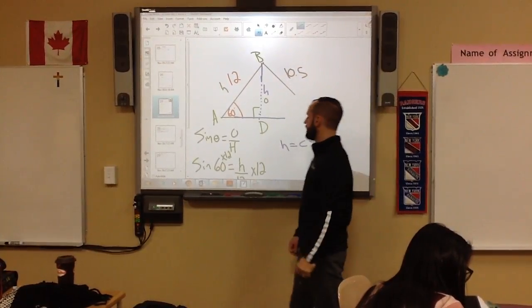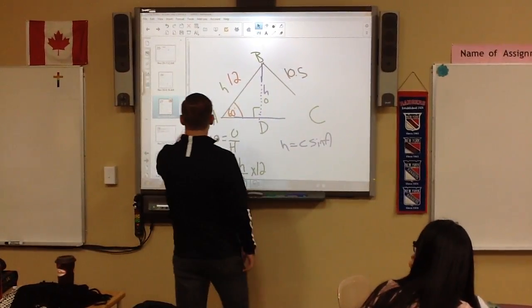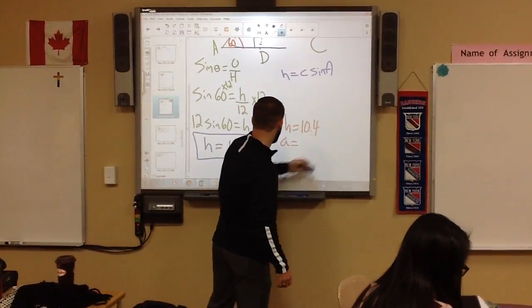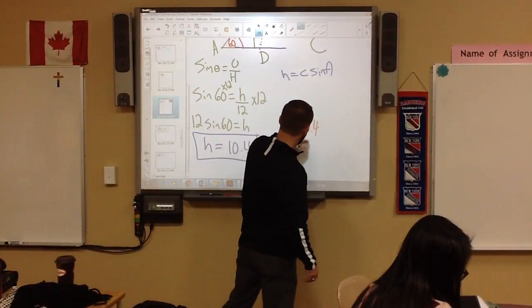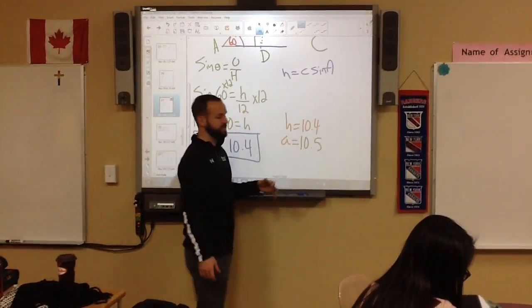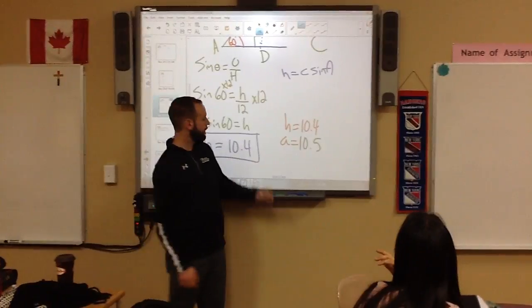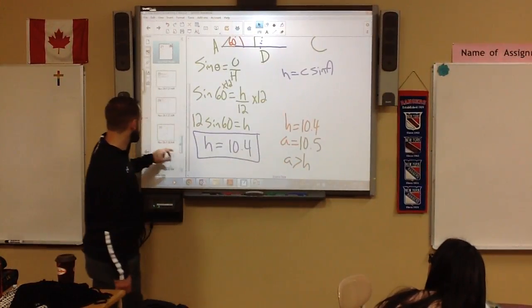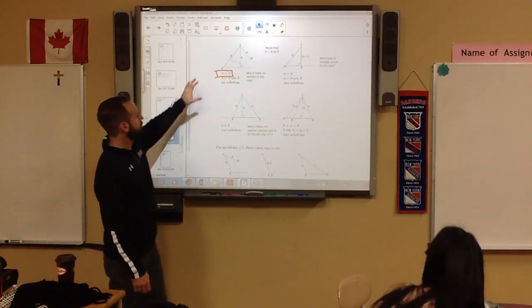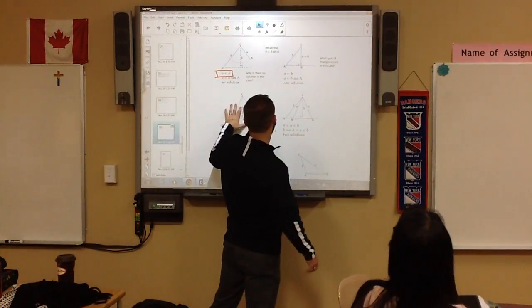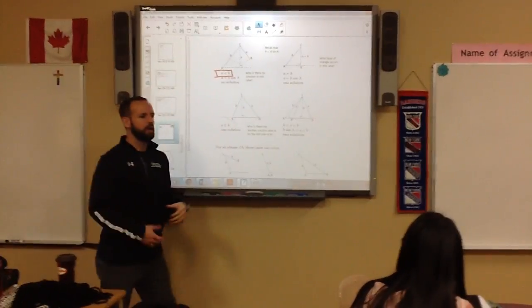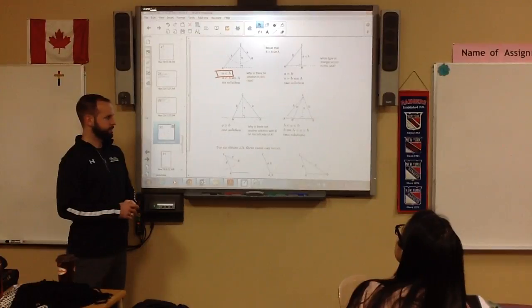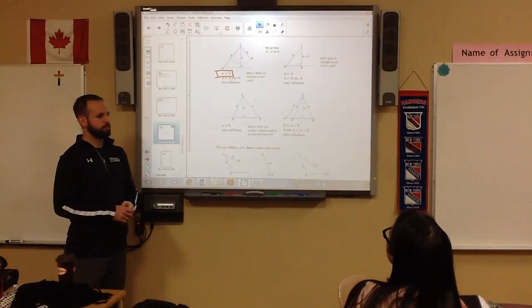If I go 10.5, now I check my graph, and let's change this. This now becomes 10.5. So what does this read? Is A bigger or smaller than H? A is bigger than H. Let's go back to our cheat sheet. Which option, 1, 2, 3, or 4, do you see A is bigger than H? The last one.